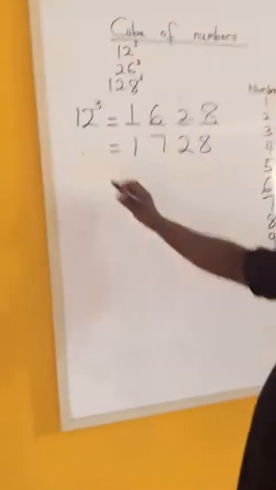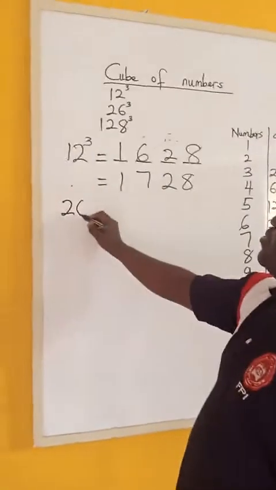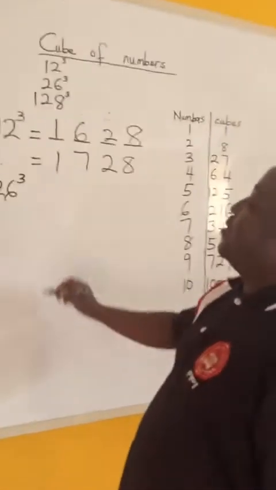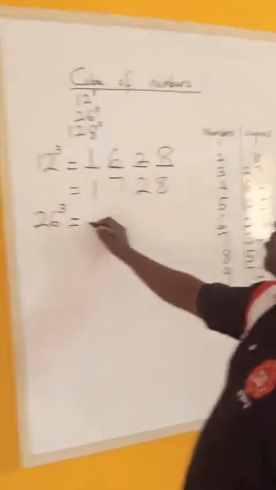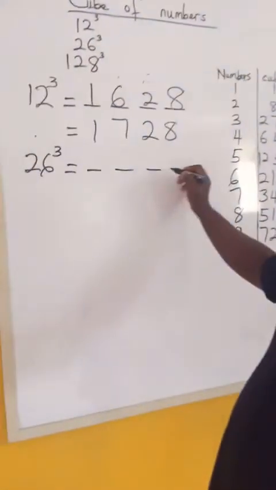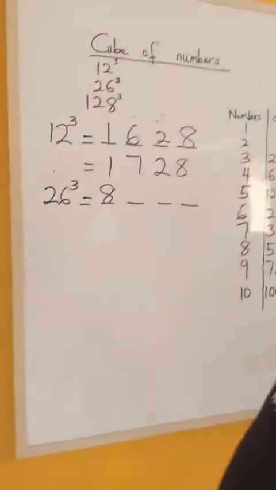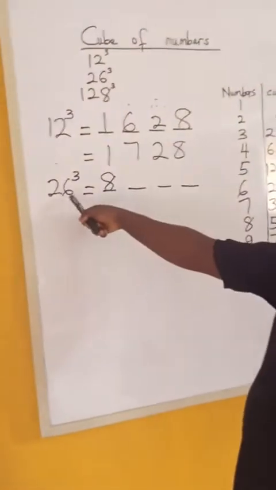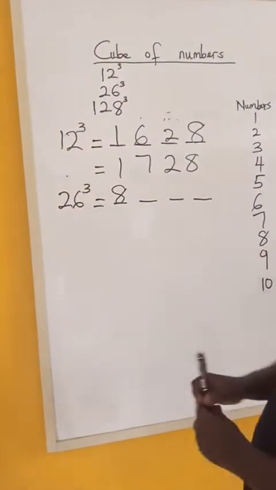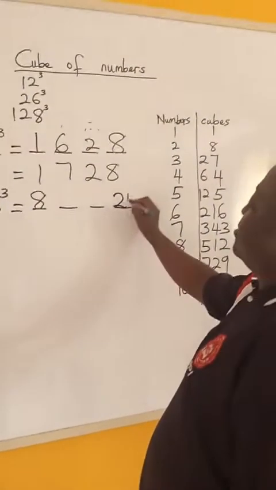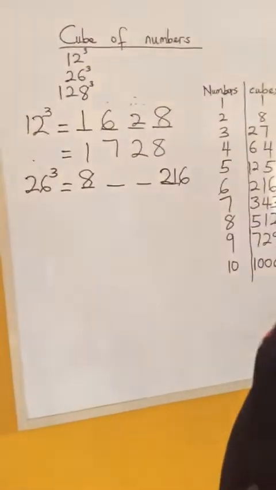Now let's do the second one. 26 raised to the power of 3. We want to begin with our dashes, 4 dashes. Then first step, 2 raised to the power of 3. That is 8 for the first space. Then the next step is 6 raised to the power of 3. That is 216 for the last space.